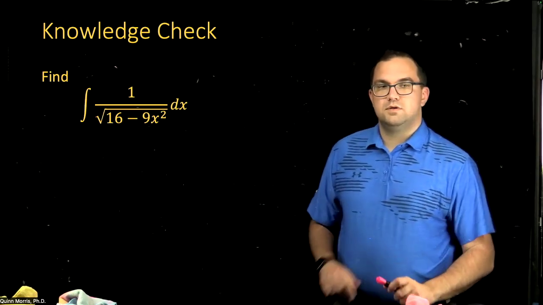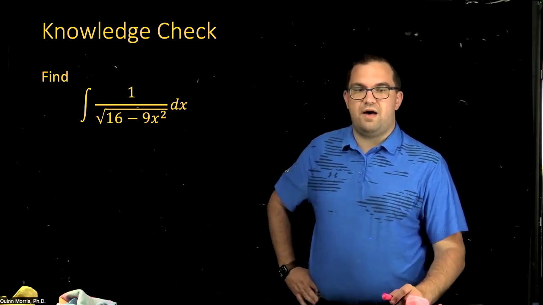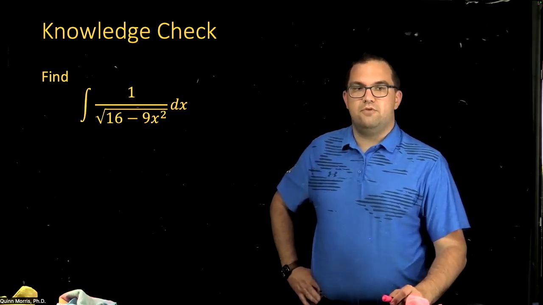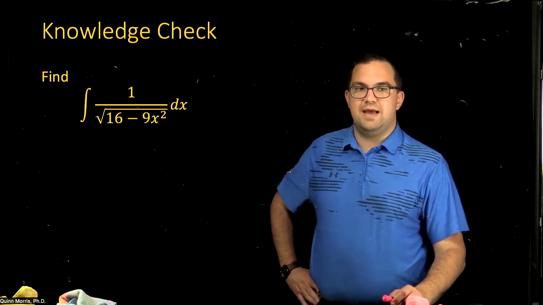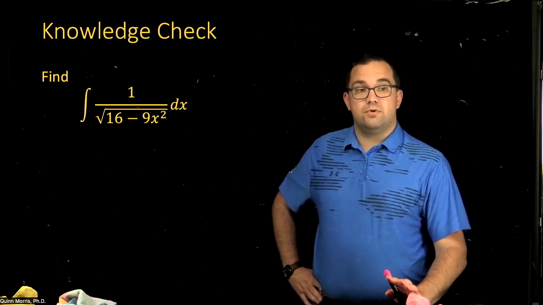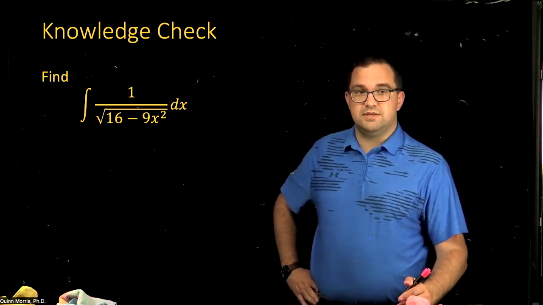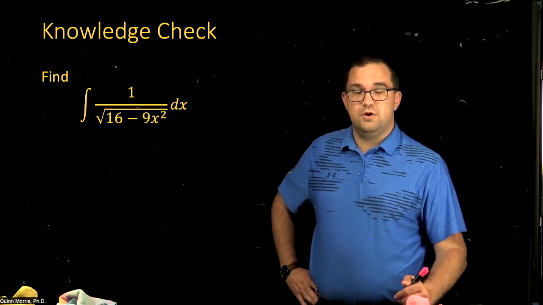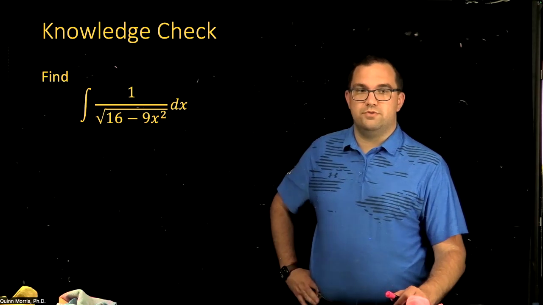All right, so let's try one more. I want us now to try and find the integral of 1 over the square root of 16 minus 9x squared. So we're going to pause the video. I'm going to ask you a couple of questions about this integral, and then I want you to try and compute it. Once you've answered the questions, you can start it back up as usual, and we'll work through the solution.